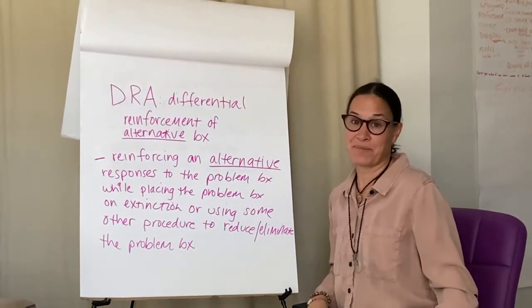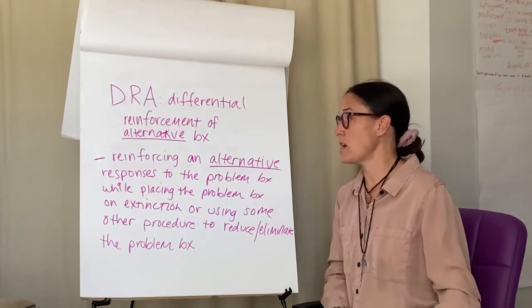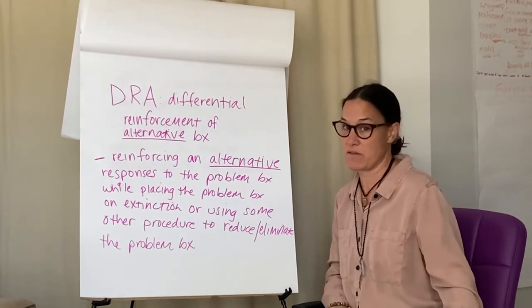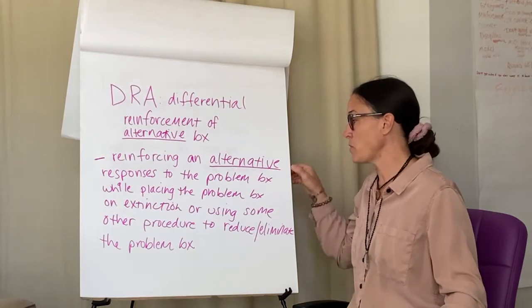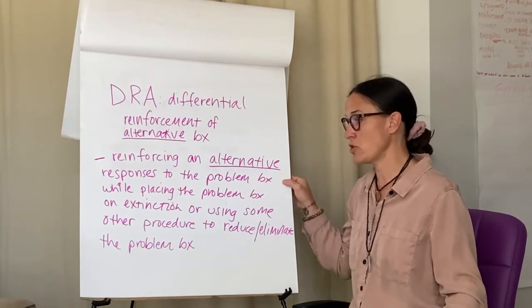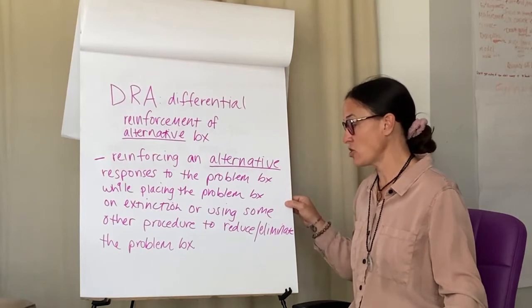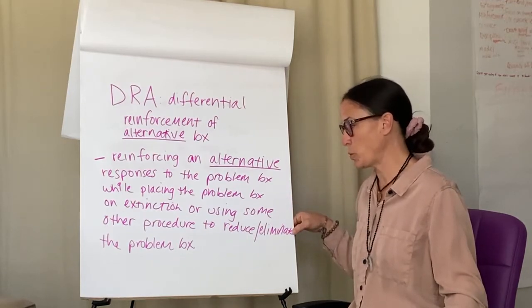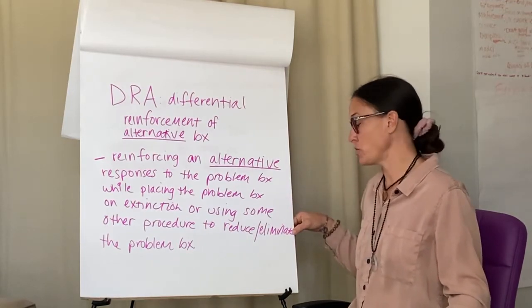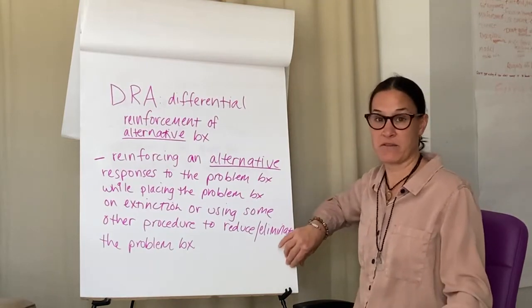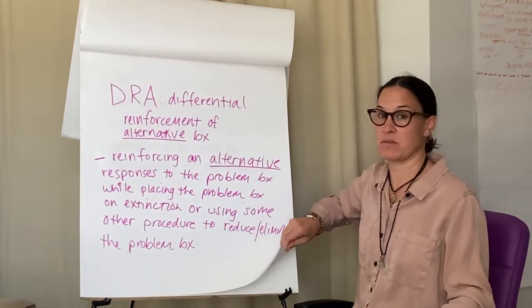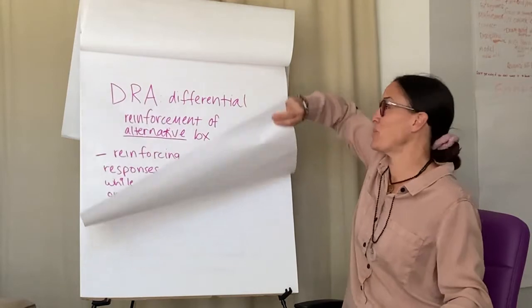So the DRA, differential reinforcement of alternative behaviors. It's when we reinforce an alternative response to the problem behavior while placing the problem behavior on extinction or using some other procedure to reduce or eliminate the problem behavior. That's the definition. I'm going to do definitions first and then we'll do examples.